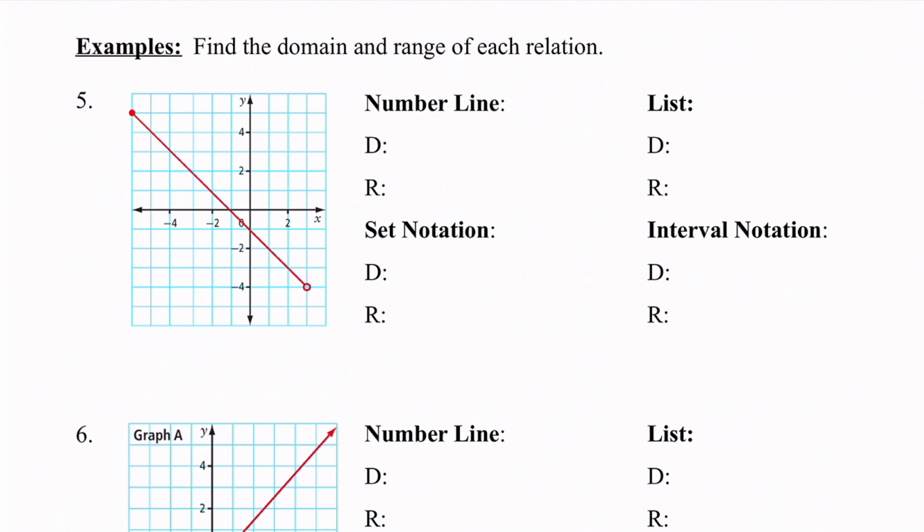Here, when it doesn't have a solid point and it has kind of like a hollow dot, that means it doesn't actually include that point. Okay, so there's actually not a point right there. It goes right up to it and it gets really, really close, but there's no point actually right there.